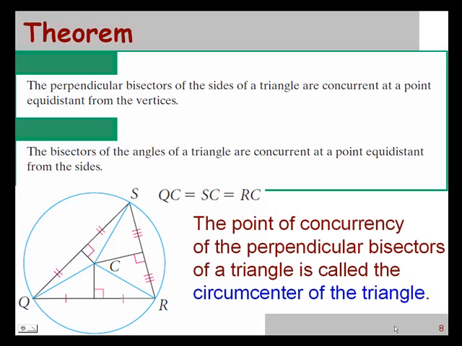It also turns out that the point of concurrency of the perpendicular bisectors of a triangle is called the circumcenter of the triangle. So this point C is the center of that blue circle. It's also called the circumcenter of the triangle. Have you guys talked about the difference between circumscribed and inscribed yet? We say that this circle is circumscribed about the triangle. That's why this point is the circumcenter. Circumscribed circle, circumcenter. It goes around the outside of it.